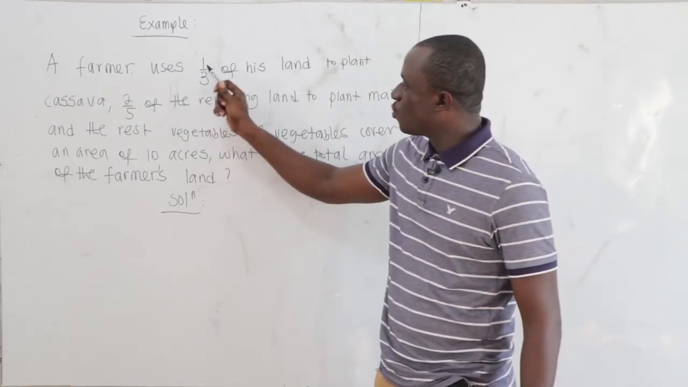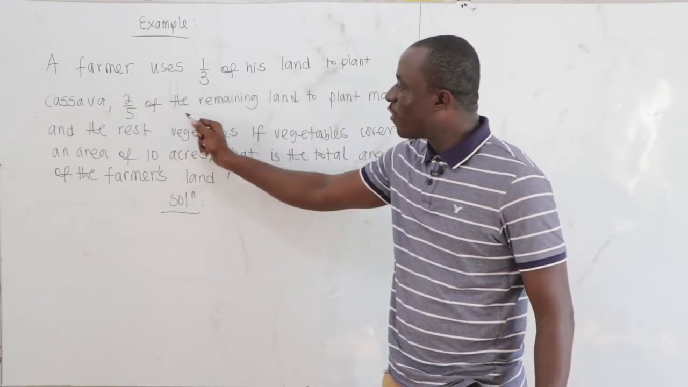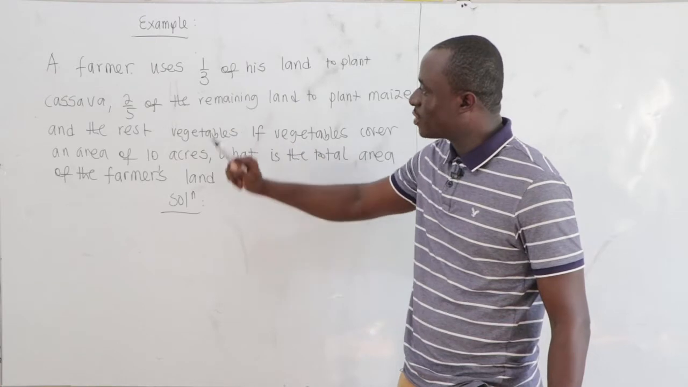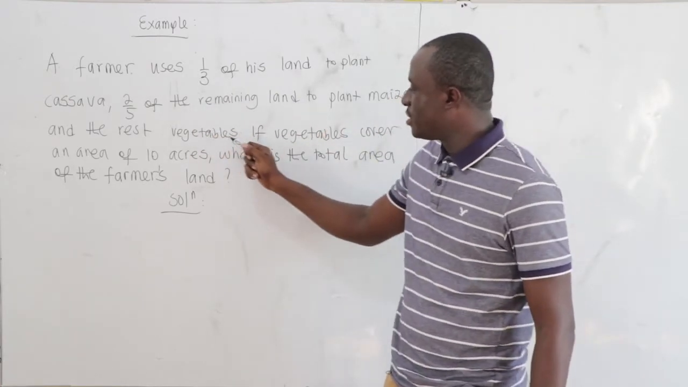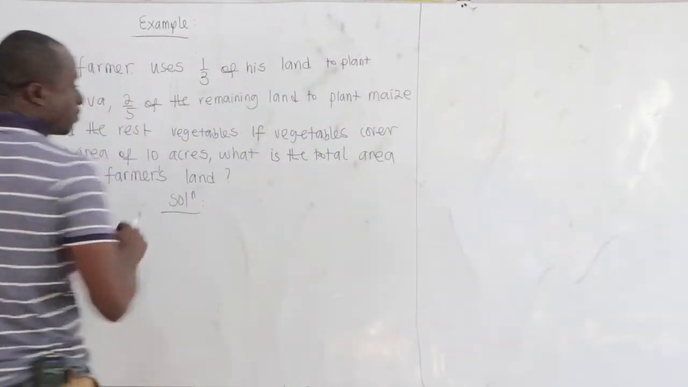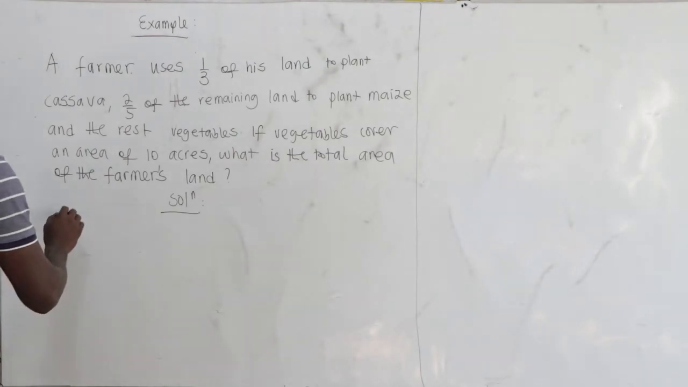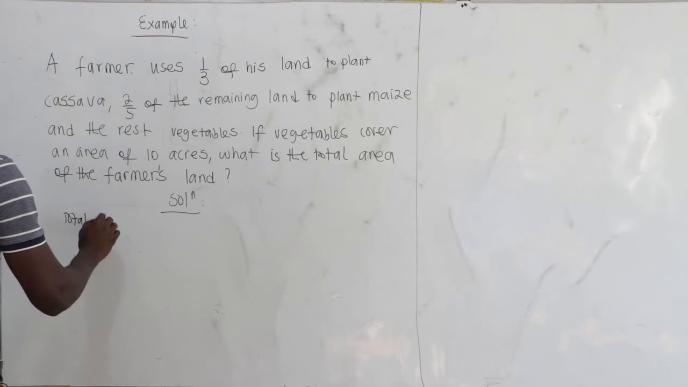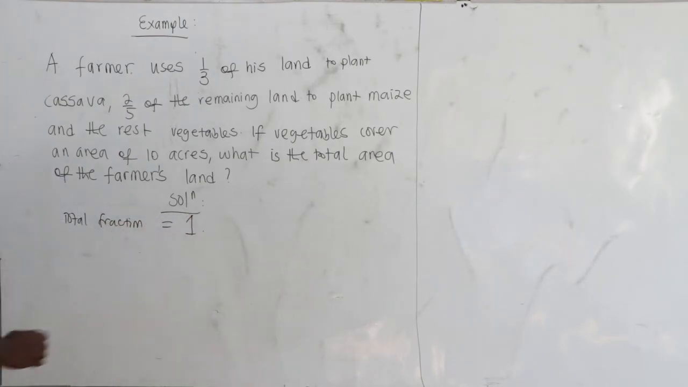Now let's consider this example. A farmer uses 1/3 of his land to plant cassava, 2/5 of the remaining land to plant maize, and the rest vegetables. If vegetables cover an area of 10 acres, what is the total area of the farmer's land? So here we can say that clearly the total fraction on the land is equal to 1.